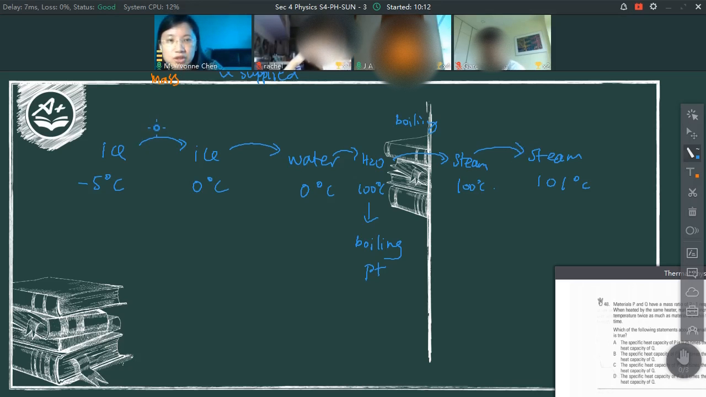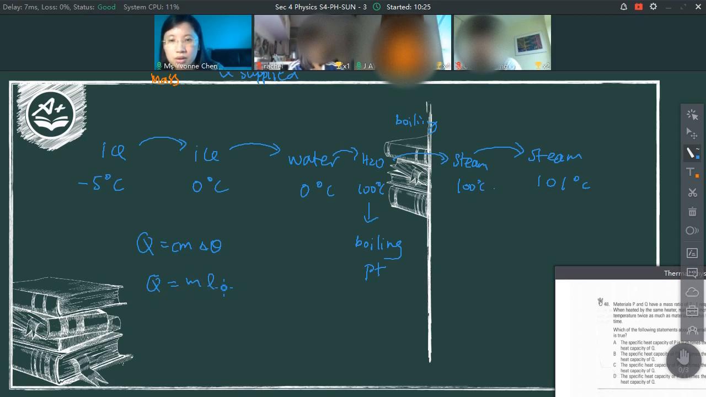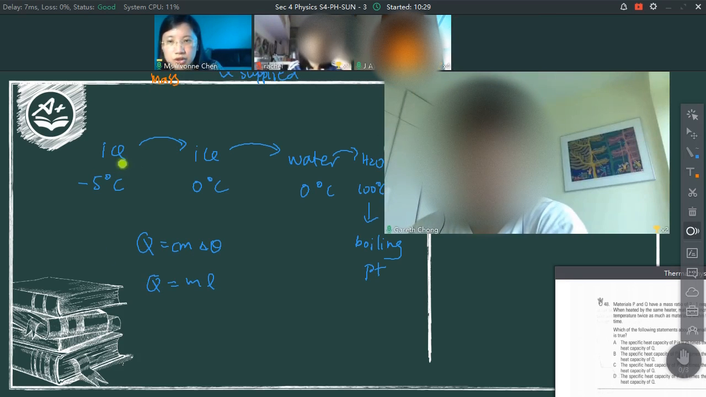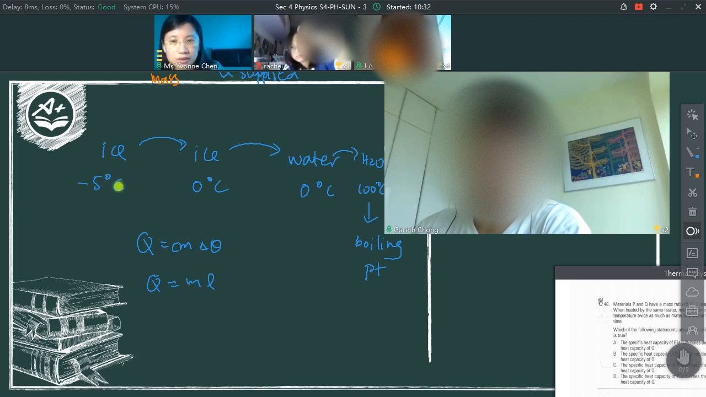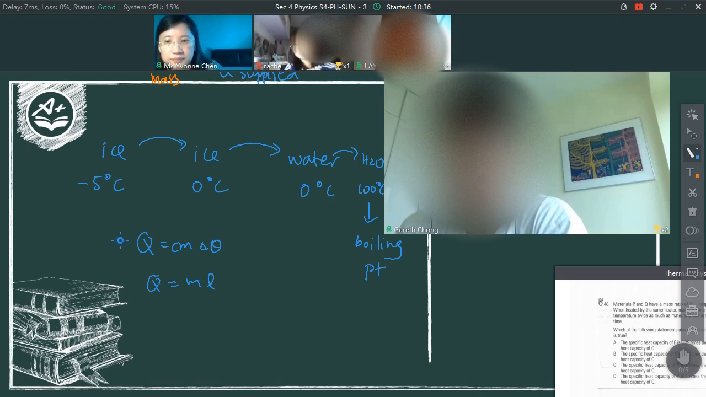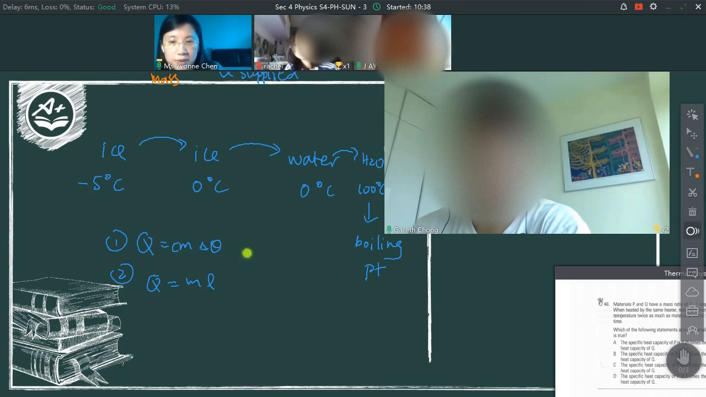So basically for each stage, for the -5 degrees Celsius to 0 degrees Celsius of ice, you use which equation? Q equals to Cm delta theta, or Q equals to ml. Okay, so maybe I hear from Gareth. Gareth, first change from ice of -5 degrees Celsius to 0 degrees Celsius of ice. Do you use first equation or second equation? First equation. Very good, because there's a change in temperature.